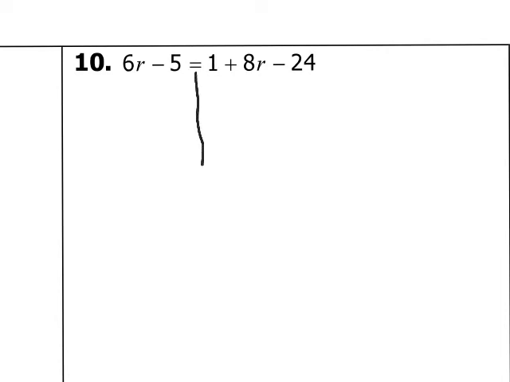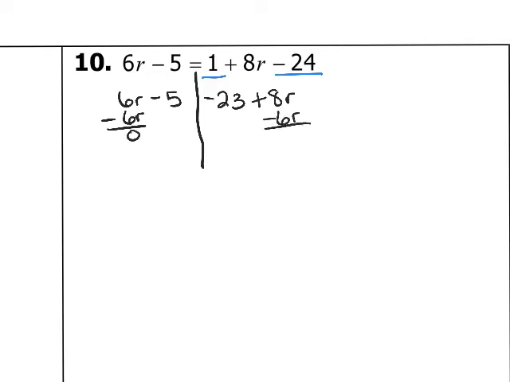Let's do it. First step, combine like terms. Like term, like term. So 6r minus 5 minus 23 plus 8r. What's the next step? Move all the variables to the same side, which means subtract 6r so they zero out, and you have to do it to both sides to make it fair.